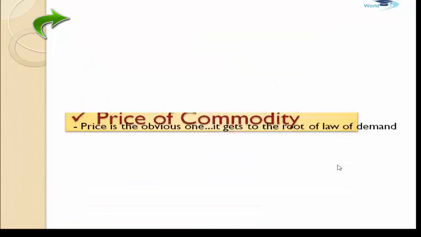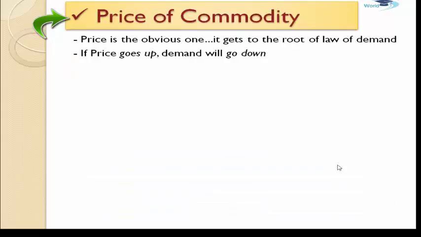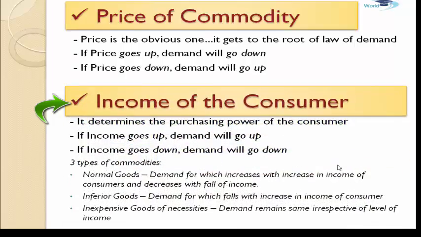Coming to the first one, price of a commodity. The most important determinant of demand for a commodity is price of the commodity itself. So it is an obvious one. That means if price goes up, demand will go down. And if price goes down, demand will go up. Another determinant of demand is income of the consumer.